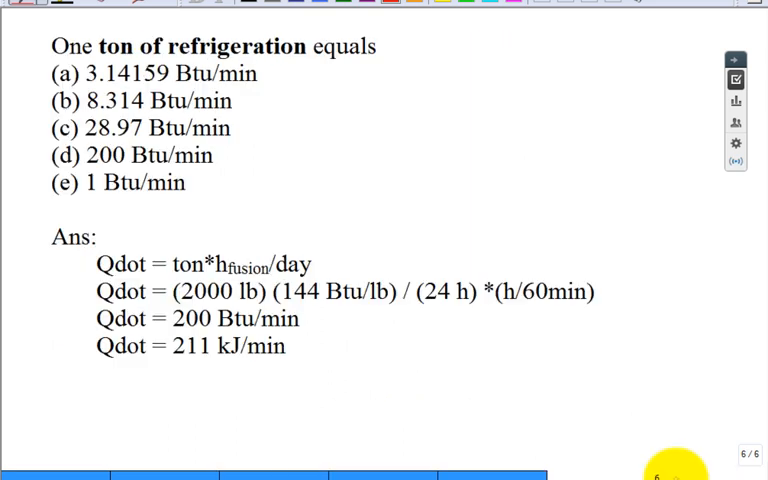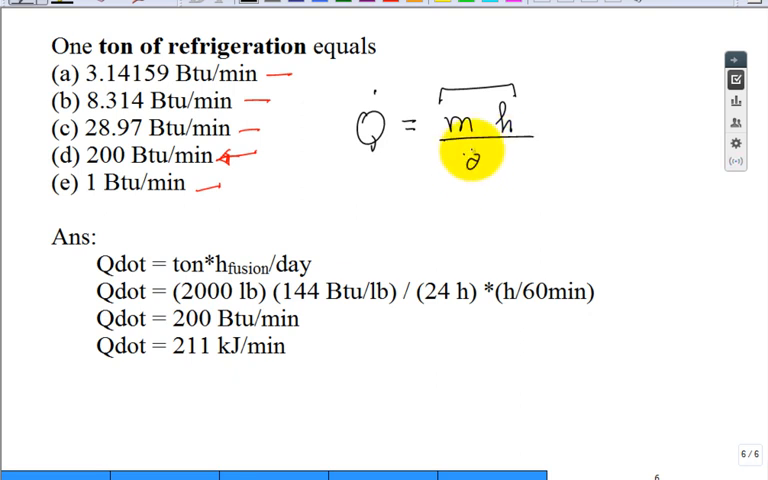Well, you can do this. You could say 1 ton of refrigeration equals how many BTUs per minute of cooling. We know that is the right answer from your experience, but how would you calculate it? Well, you'd say Q dot is equal to some sort of mass times the enthalpy of fusion, or melting or solidification, and this gives me an amount of energy, but it was per how long? It was per a 24-hour time period, a delta T of a day.